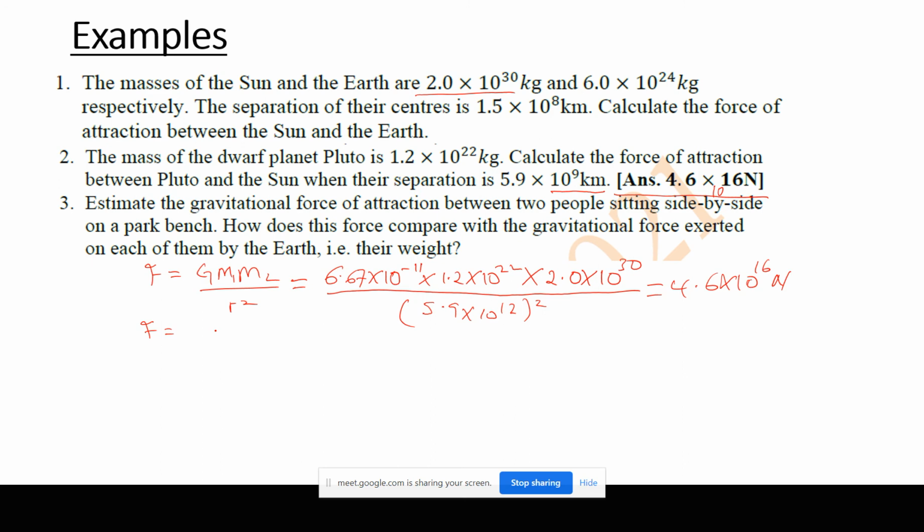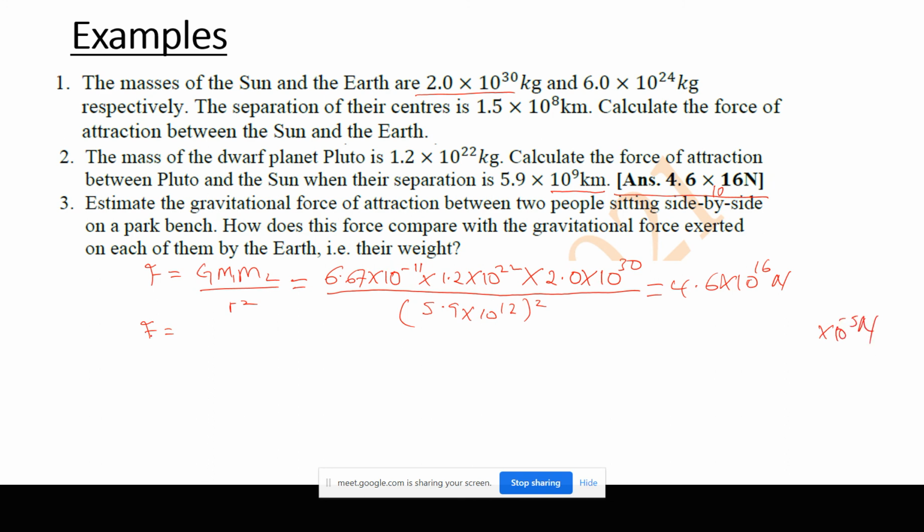Anybody who came up with an estimate? 2.4 times 10 power negative 5 newtons.